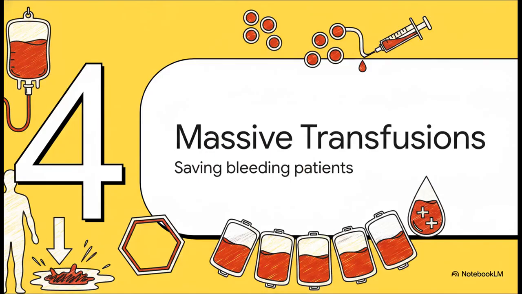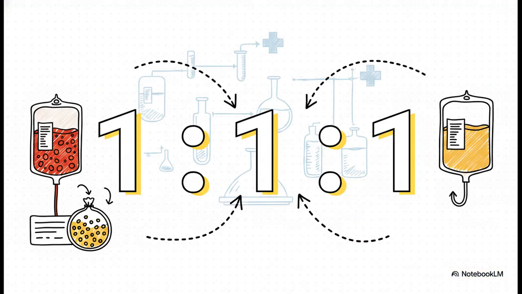All right, let's head into our final stretch. Section 4, Massive Transfusion Protocols, Saving the Hemorrhaging Patient. When a patient is in full-blown hemorrhagic shock and the tank is rapidly emptying, that's when you activate a massive transfusion protocol. And the absolute most crucial point here is this exact ratio, 1 to 1 to 1. That's 1 unit of packed red blood cells to 1 unit of platelets to 1 unit of FFP.